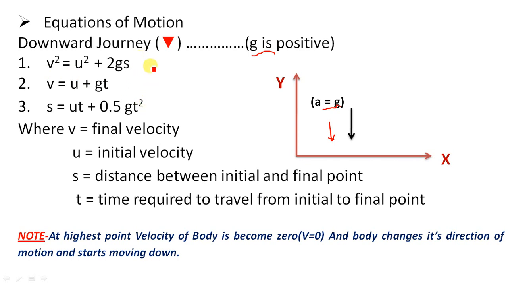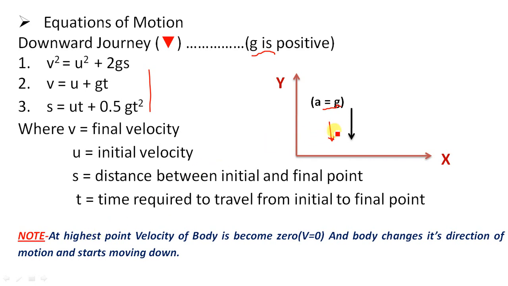So these are the three equations. Same equations, just instead of minus g, here plus g is there, where v is the final velocity, u is the initial velocity, s is the distance between initial and final point, and t is the time required to travel from initial to final point.